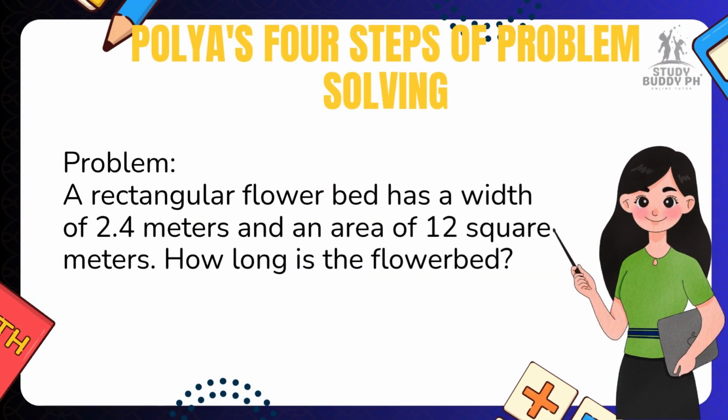Let's solve our first problem. Problem: a rectangular flower bed has a width of 2.4 meters and an area of 12 square meters. How long is the flower bed? To solve this, we use Polya's 4-step problem-solving method.